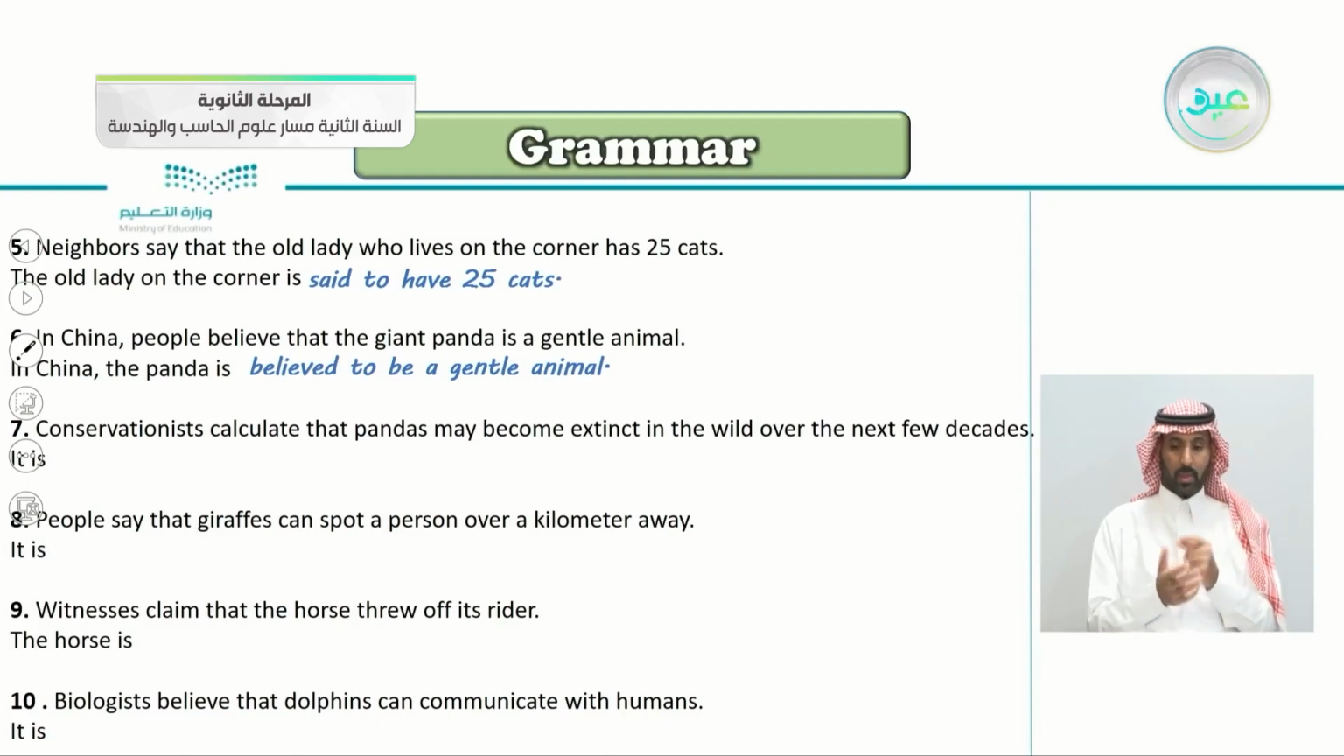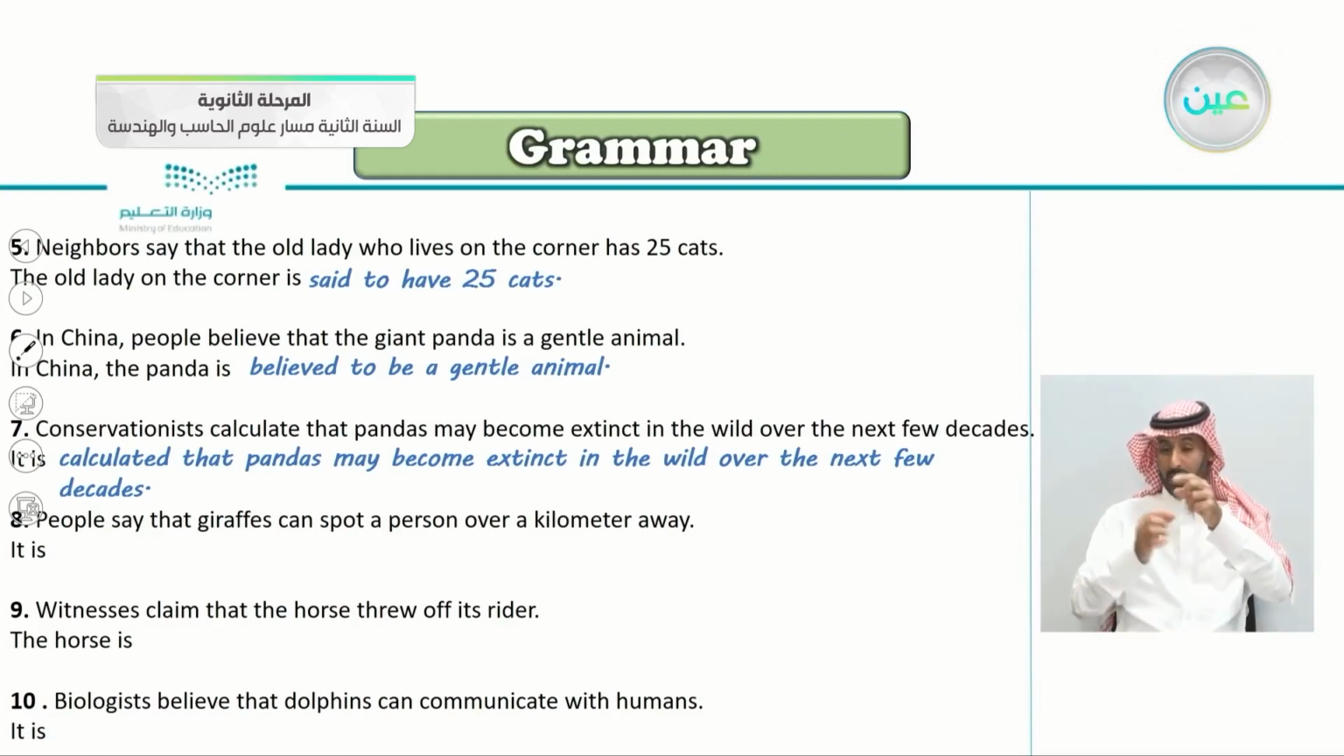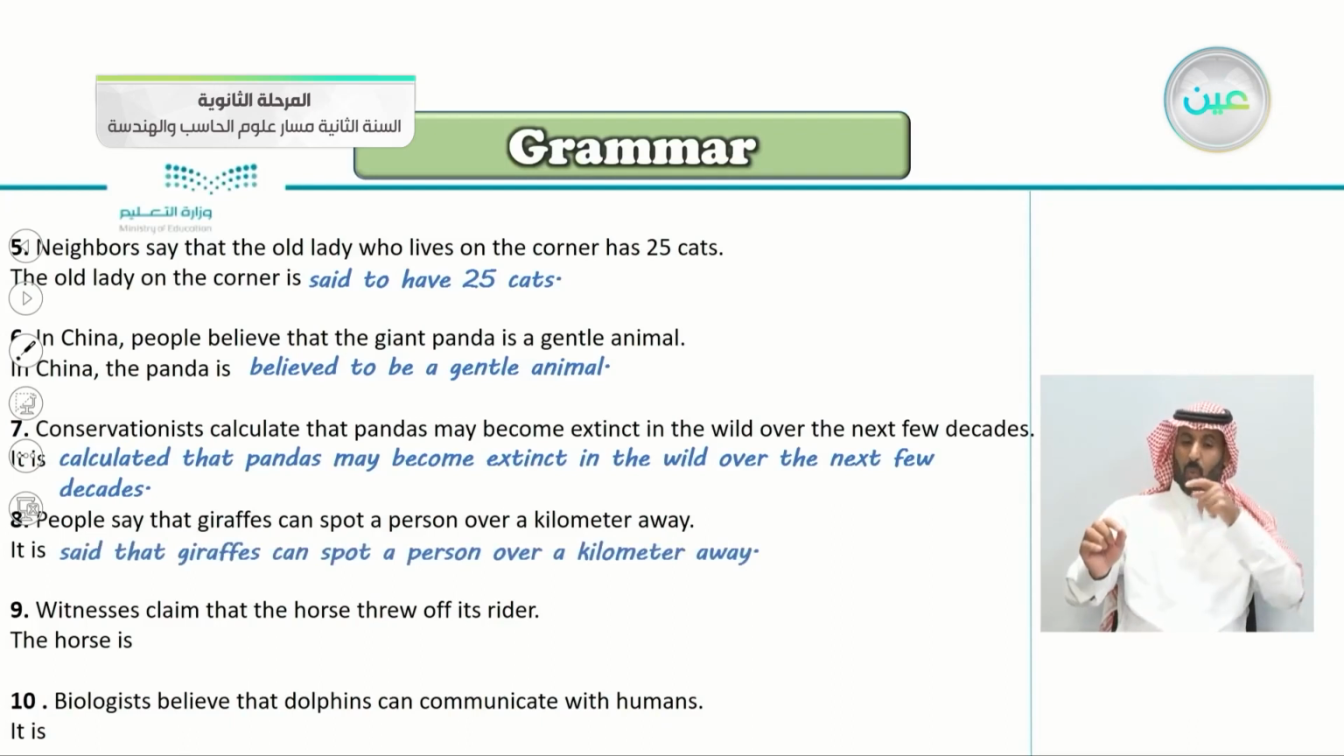Conservationists calculate that pandas may become extinct in the wild over the next few decades. So it is, yes, it is calculated that pandas may become extinct in the wild over the next few decades. People say, this is an easy one now, people say that giraffes can spot a person over a kilometer away. So it is said that giraffes can spot a person over a kilometer away.